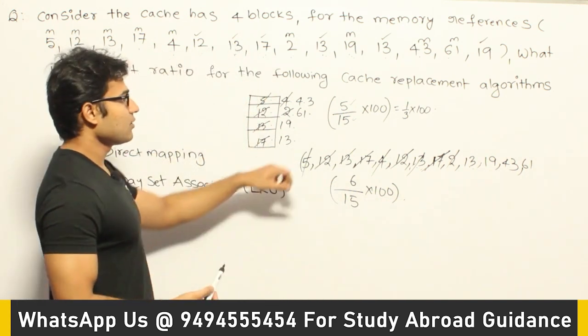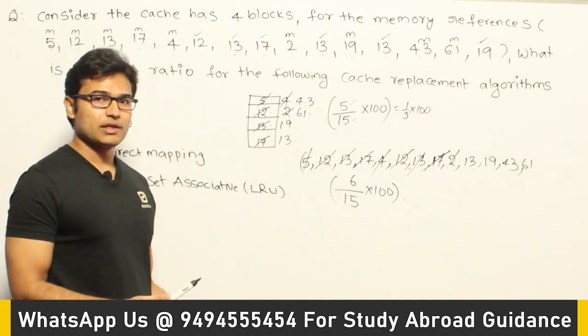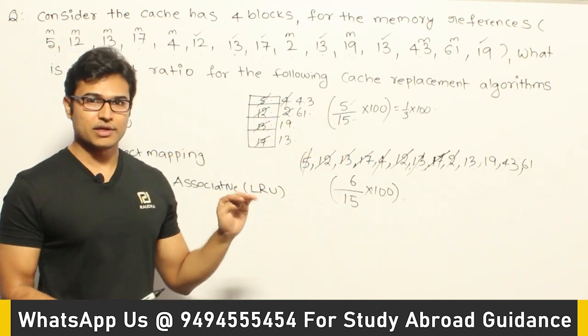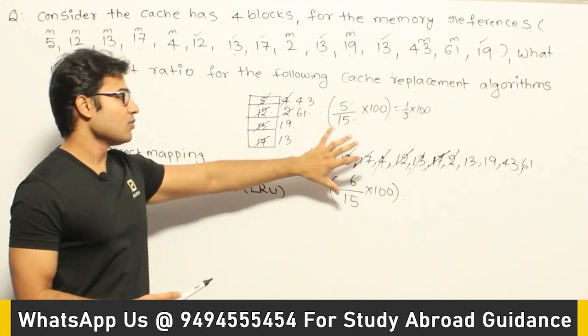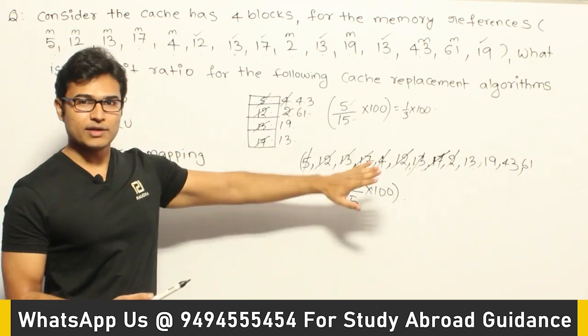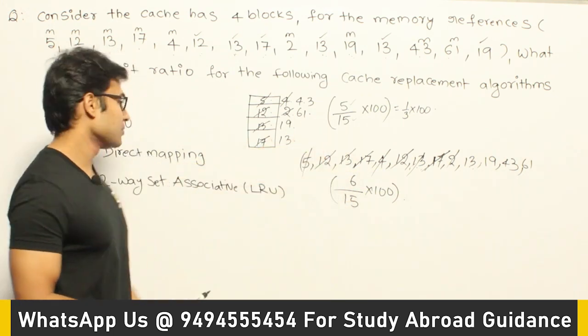So don't think that from this example LRU is better than FIFO. In this example it happened so, right? It may vary, these numbers vary from case to case, therefore don't directly come to any conclusion saying that this one is better than this. That varies from example to example.